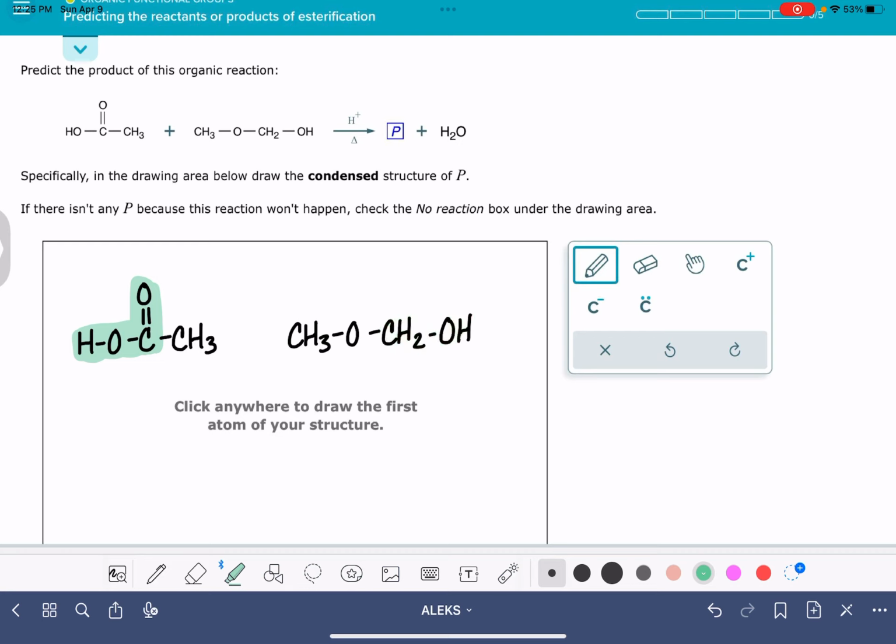Actually, that's a little too much. I'm going to highlight the whole thing. There's the alcohol group right there. So this reaction occurs between these two functional groups, which I've highlighted.